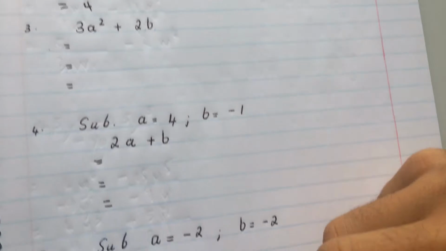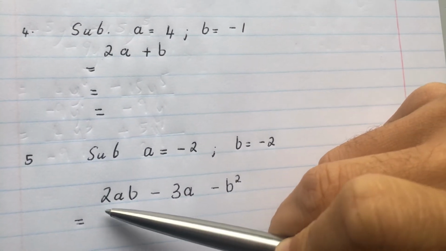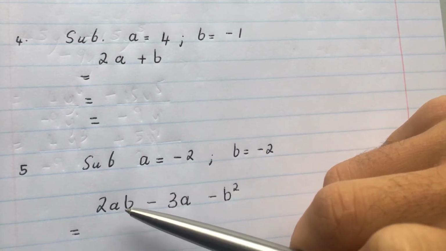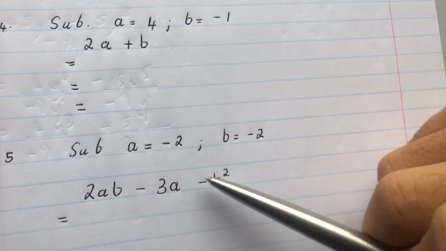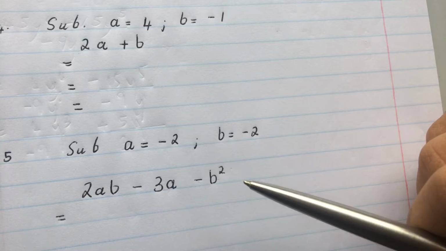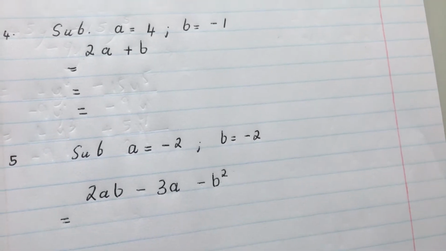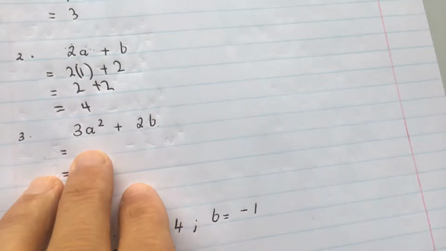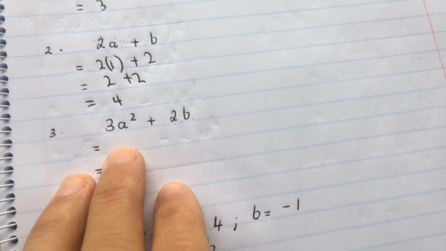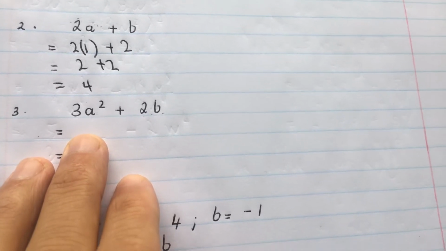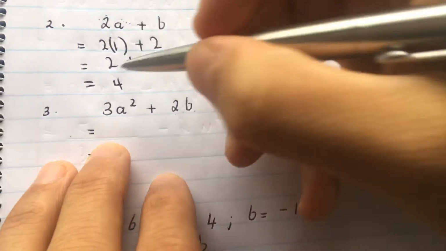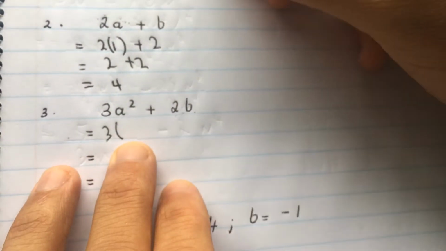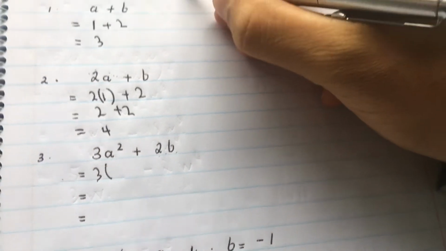Let's look at the next one. And you all have to do it with me. 2 times A times B minus 3 times A minus B squared. You have to be able to say it in your mind. If you don't say it in your mind, and all those kids that are laughing and say, I'm not going to do that, you're the kids that will probably get below 50%. So just remember that.